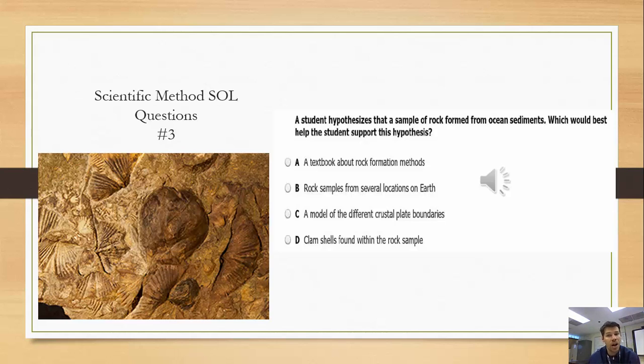A textbook about rock formation methods? That could help, but is it the best answer? Rock samples from several locations on the Earth? Possibly helpful, but check to see if it's the best answer. A model of the different crustal plate boundaries? Probably not. Clamshells found within the rock sample? If you look over here and you were to see this rock and you saw all these clams, would you think that was formed in the ocean? Probably true. So I think D here is the best answer.